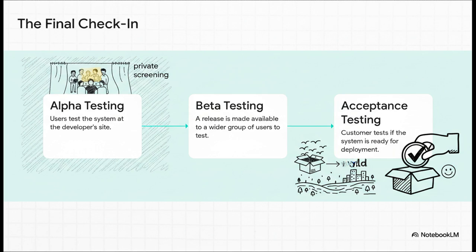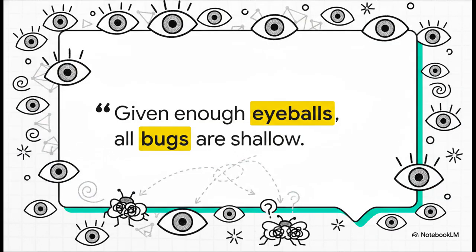Next comes beta testing, which is more like a limited public release. You let a wider group of real users test it out in their own environment, in the real world. And finally, there's the formal acceptance testing. This is the official sign-off, where the customer basically says, yep, this is fit for purpose, this is what we needed. There's a famous saying that comes out of the open source community that just captures the power of this so well. It goes, give it enough eyeballs, all bugs are shallow.